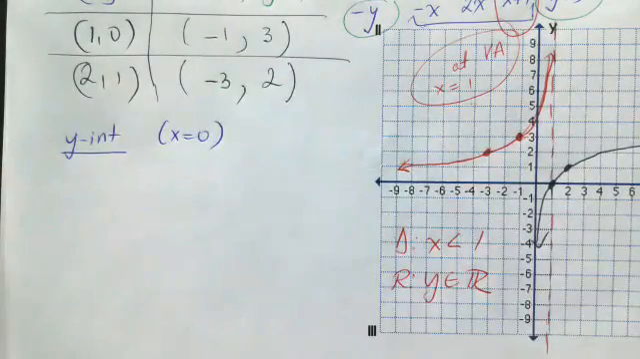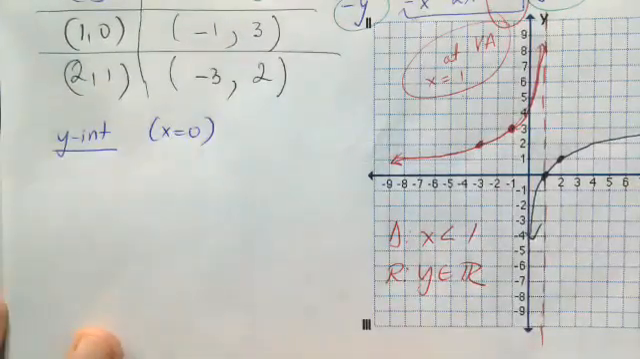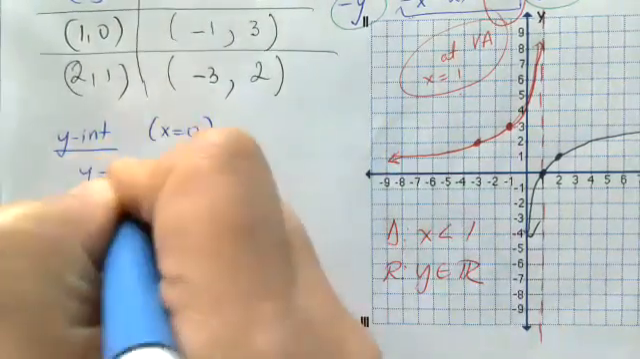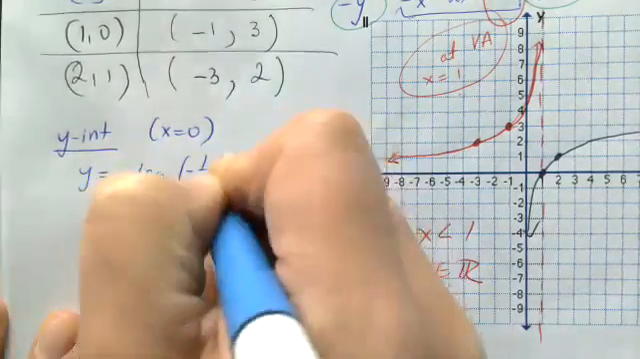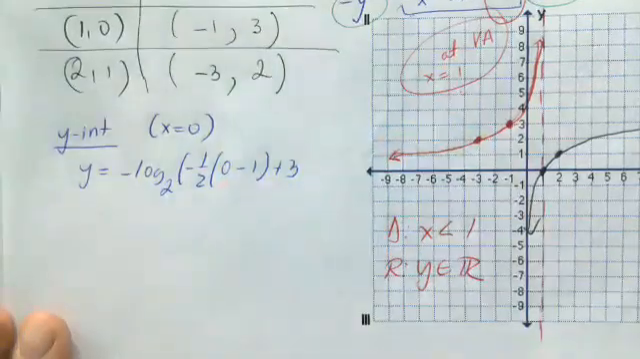Y-intercept. We let x equal to 0 and calculate y. So y equals negative log in base 2 of negative 1/2 times (0 minus 1) plus 3.